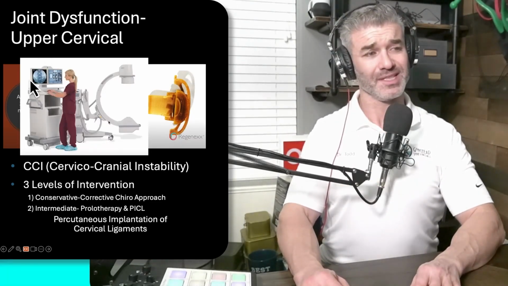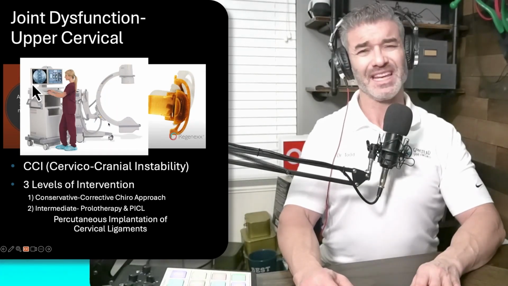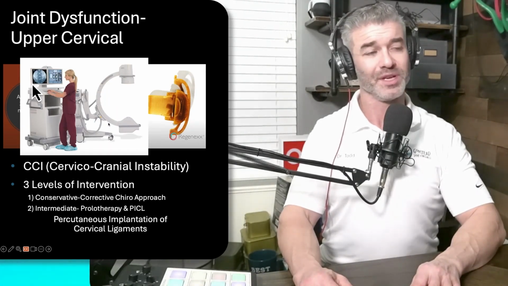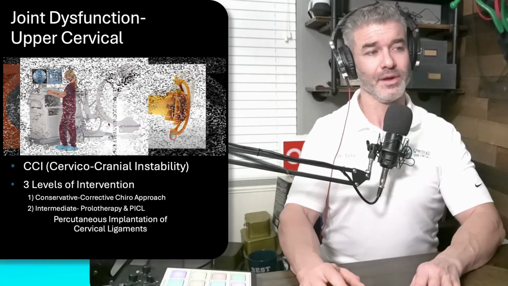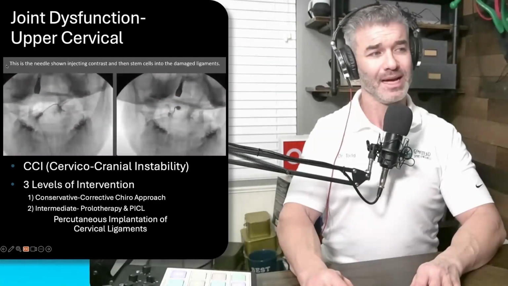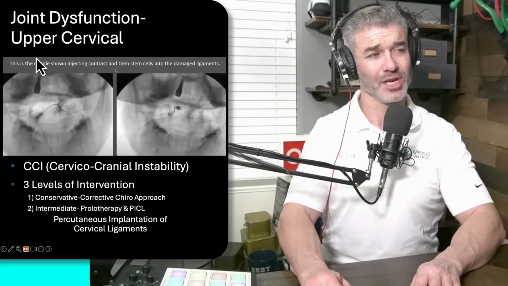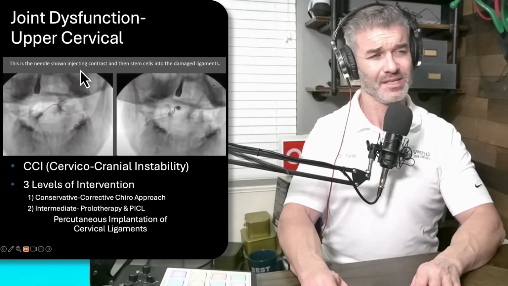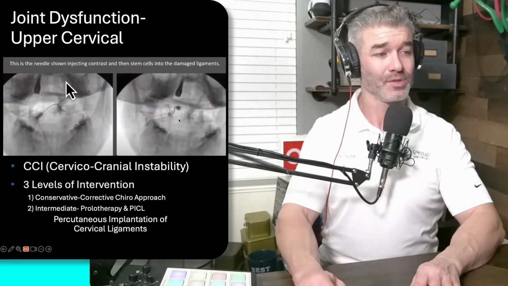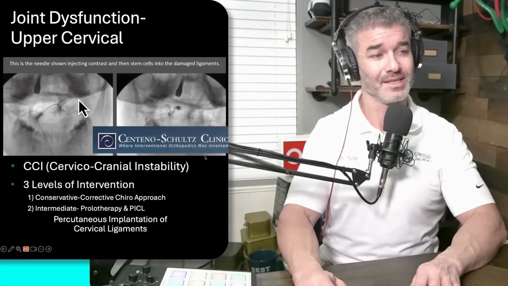So essentially this is called a C arm because it looks like a big C. And they're taking images as they go real time because they're guiding the needle in there. And then they even use a dye, and they'll put a dye in here or a contrast. This is the needle showing injecting contrast, and then stem cells into the damaged ligaments in the upper neck through the mouth. That's what the PICL procedure is. That's at Centeno Schultz Clinic.